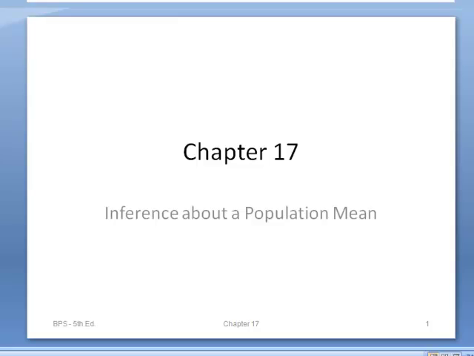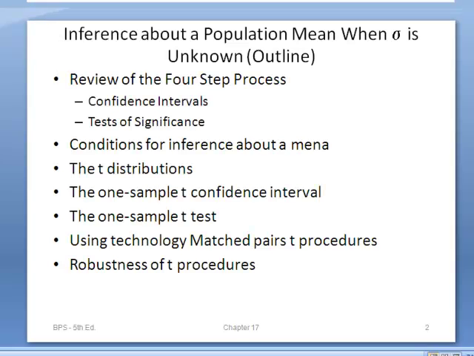Welcome to Chapter 17, Inferences about a Population Mean. We're going to review the first four-step process for confidence intervals and tests of significance. Then in this chapter, we're going to look over the conditions for inference about a mean. We're going to look at the t-distributions, the one-sample t-confidence interval, the one-sample t-test, using technology for matched pairs t-procedures, and the robustness of t-procedures.